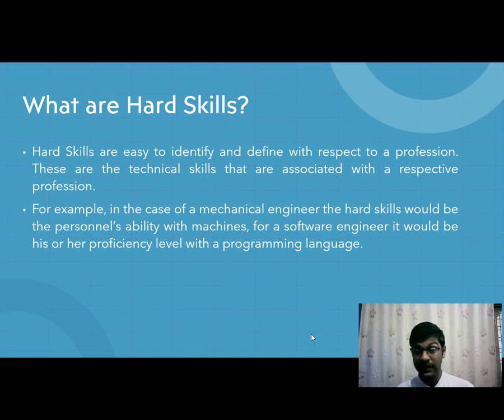The technical terms or terminologies can also be referred to as hard skills, and they can be understood by persons with that particular background. These are basically used in companies and firms and any other official place of work. So these are known as hard skills.